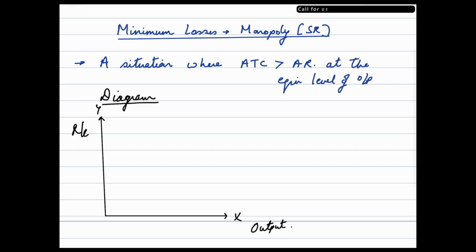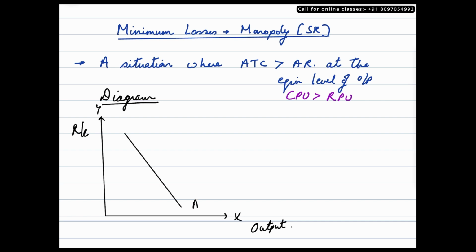So loss is a situation where your average total costs are greater than average revenue at the equilibrium level of output. So cost per unit is greater than the revenue per unit. Alright, let's take a look at the diagram. So we will first try to establish the equilibrium level of output.